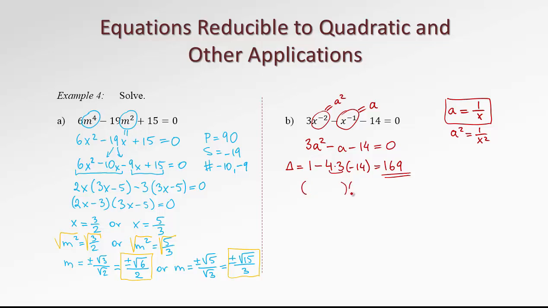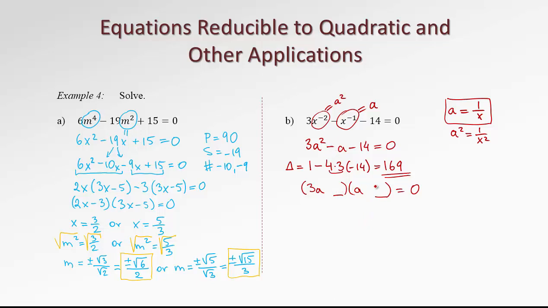We'll prepare two brackets, equals 0, and since the first term is 3a squared, we have to have 3a here and a there. Then the free term is negative, therefore we have two different signs. We don't know which one is which yet. However, the product of the last two numbers is 14, and the middle term is negative 1.